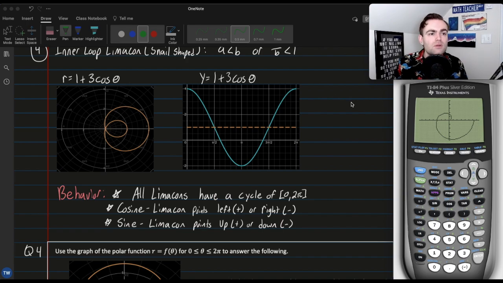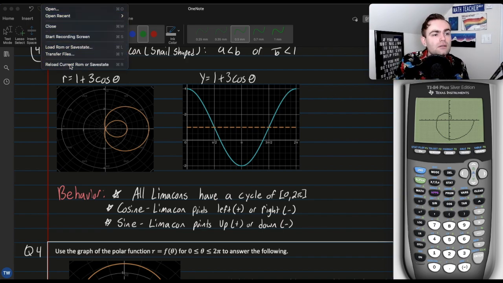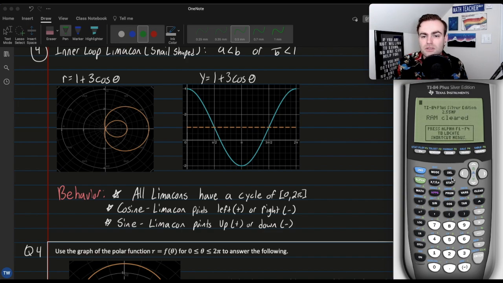Oh, it froze on me. Oh, no. Refresh. All right. So I got to change this back to be polar. Zoom square. Sure. That looks fine to me.